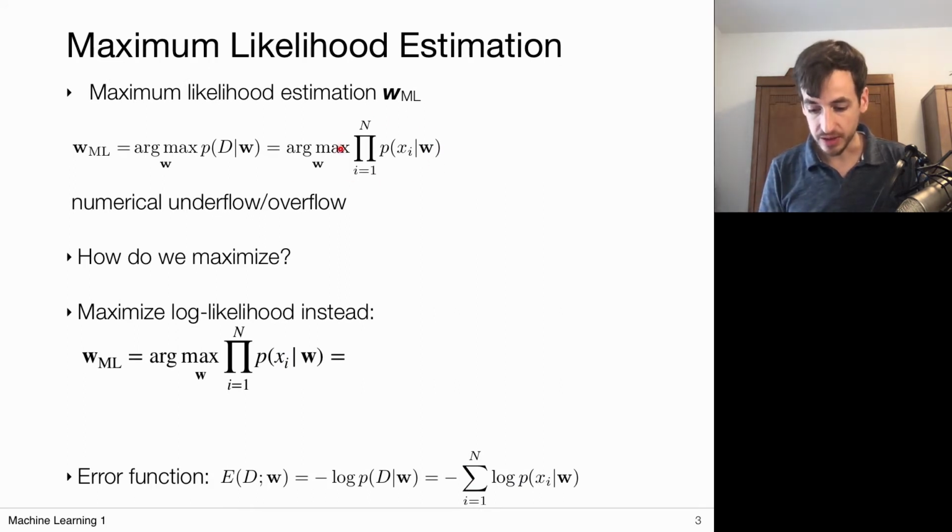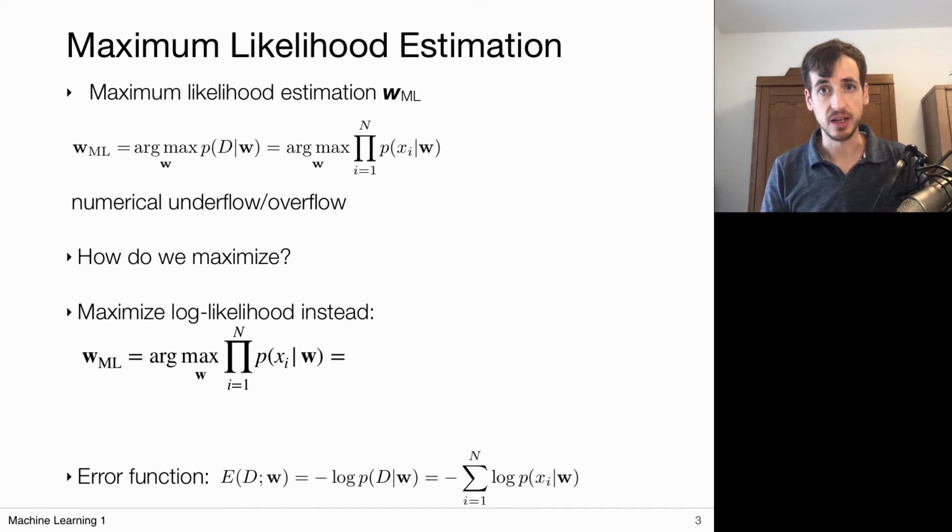Now let's take a look at this thing. It consists of the product of all of these individual likelihoods, all of these individual probabilities. And these probabilities typically have values smaller than 1, so the product of all of these values will eventually lead to a very small value. So if we design numerical algorithms around this, we can expect numerical underflow errors. So how are we going to deal with this? How are we going to maximize this?